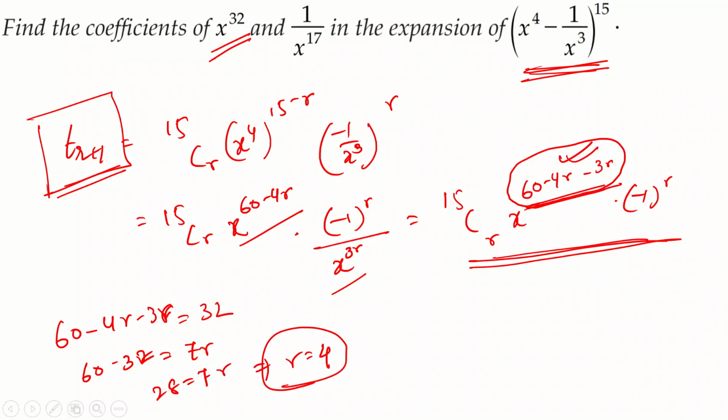So if you don't believe me, find out the fifth term of this expansion and you will be getting x to the power of 32. Take my words for granted. So find out the fifth term, we will be getting x to the power of 32. All we need to do is find out the coefficient. So what is the coefficient?